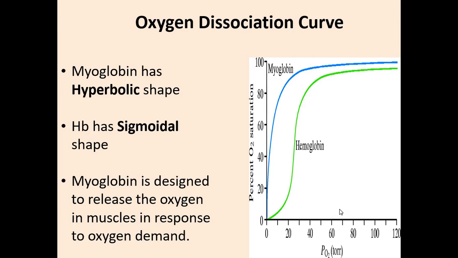Myoglobin. Now here, if you see the oxygen dissociation curve of myoglobin, it is hyperbolic in shape. This is the hyperbolic shape. Myoglobin can bind only one molecule of oxygen because it contains only one heme group in a single polypeptide chain.